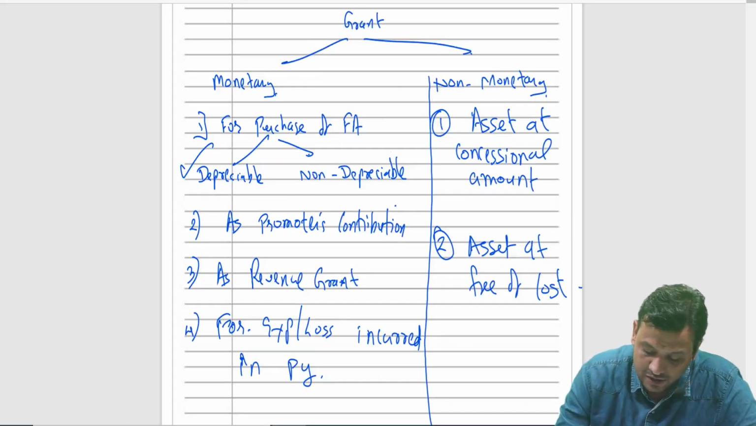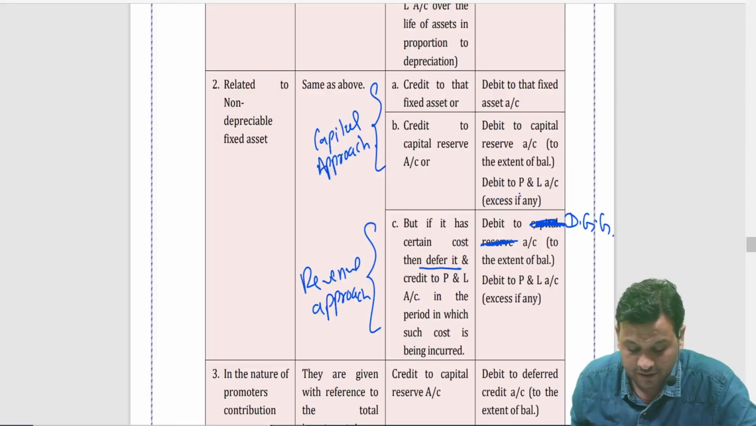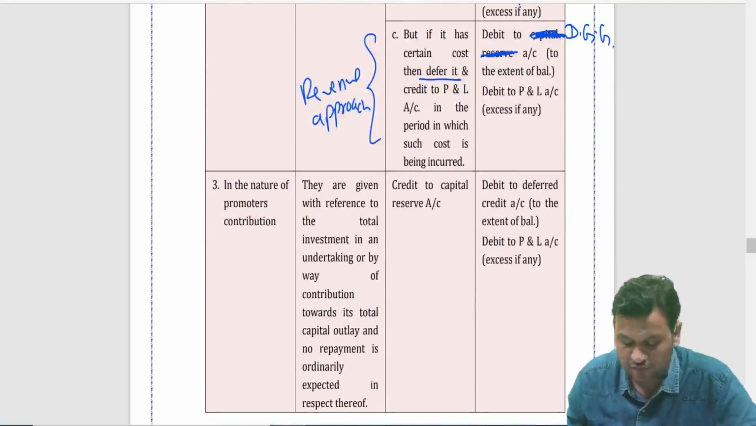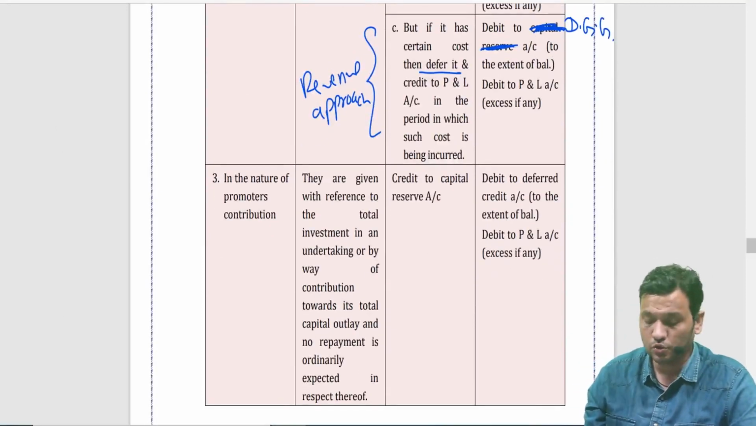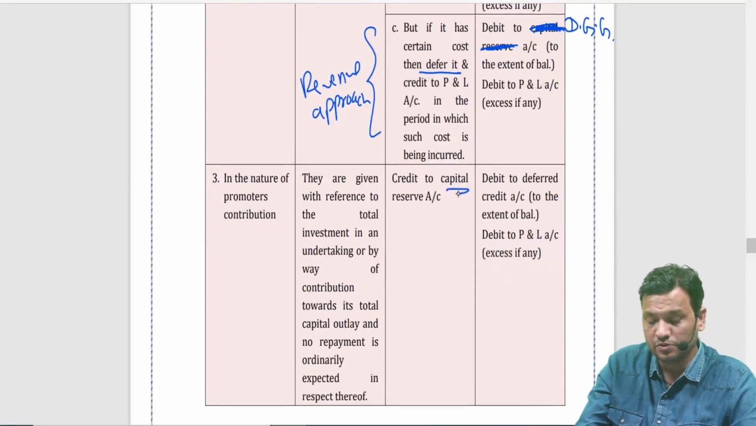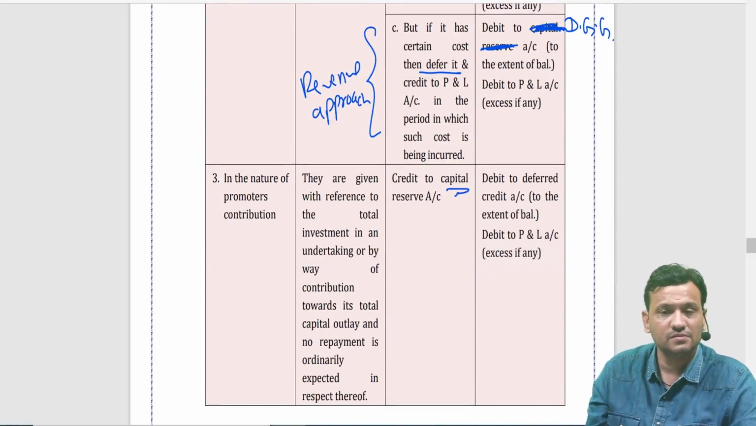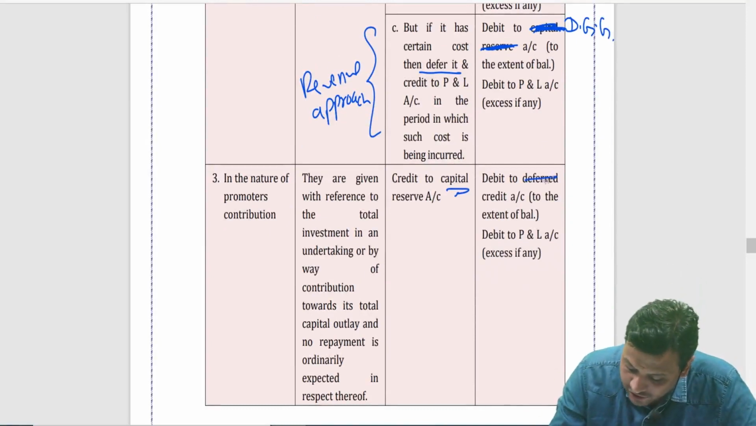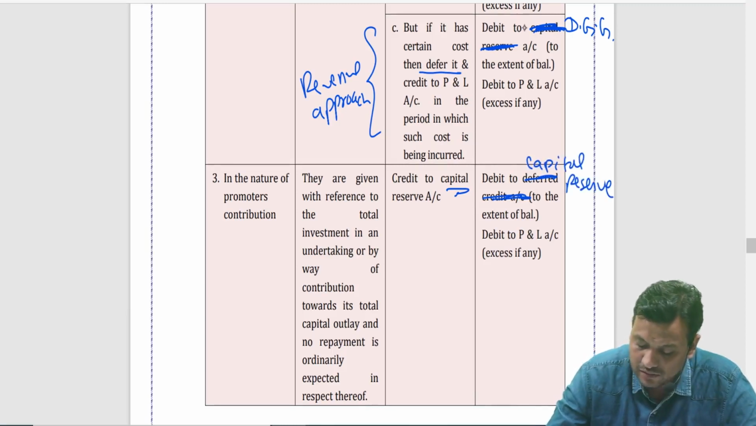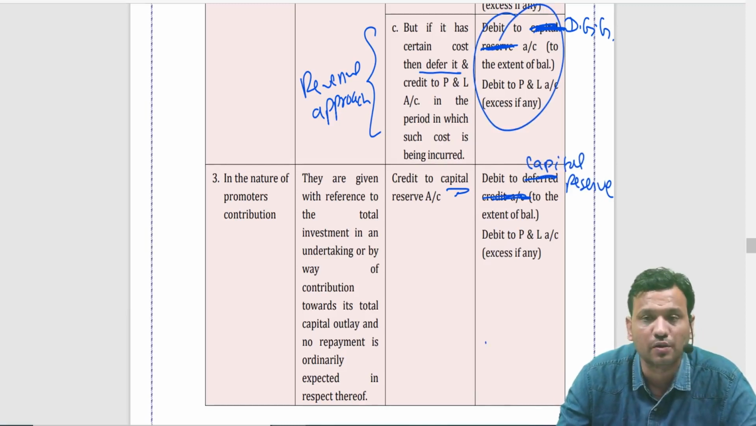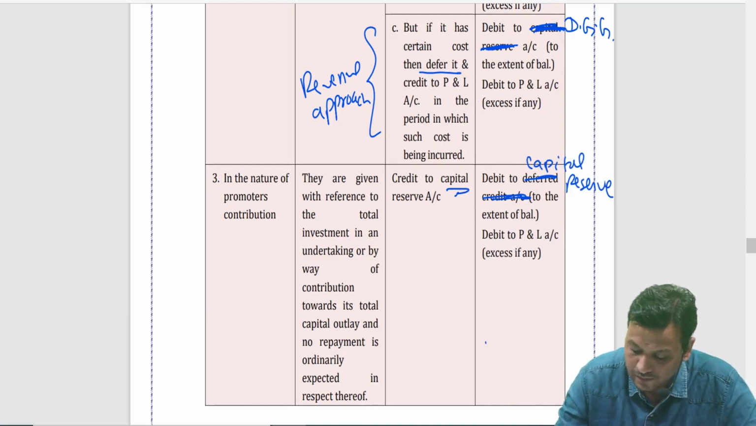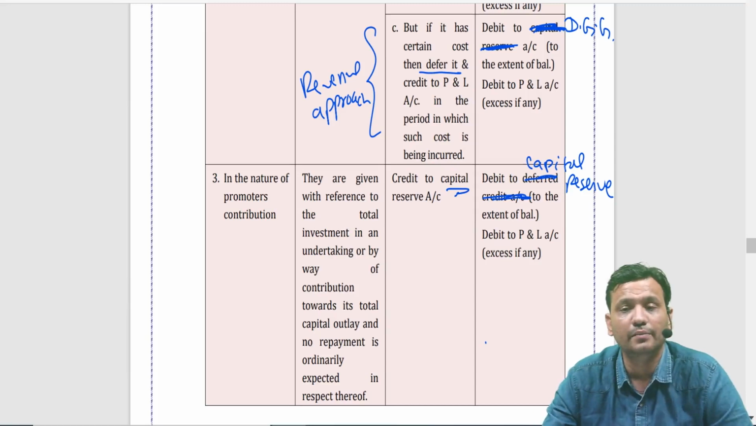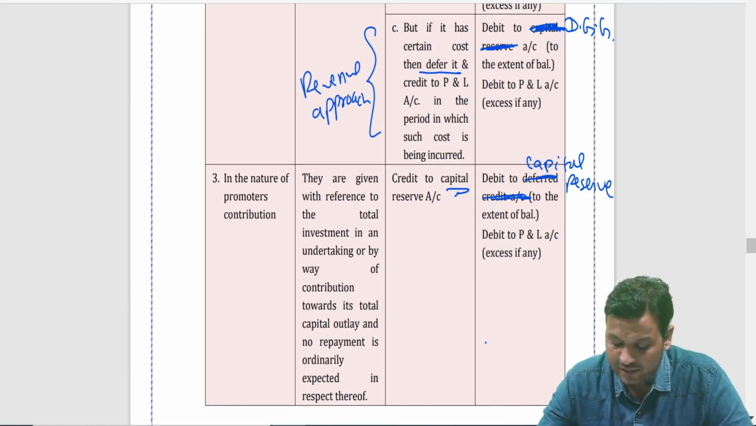Yeah, so this is nothing but our non-depreciable. Three things are there. In the nature of promoter's contribution, though only one approach, credited to capital reserve. And if refund happens, debit to, not deferred grant, my dear, debited to capital reserve. Yeah, it is basically, means this part should come here and this part should go up. Just it has been interchanged. Debit to capital reserve account to the extent of balance, and debit to P&L if any excess is there.